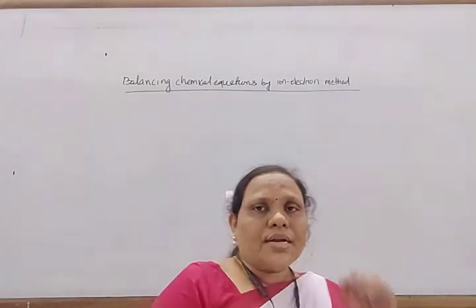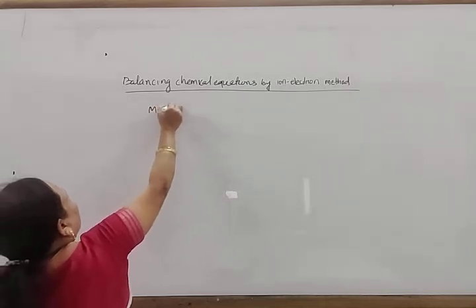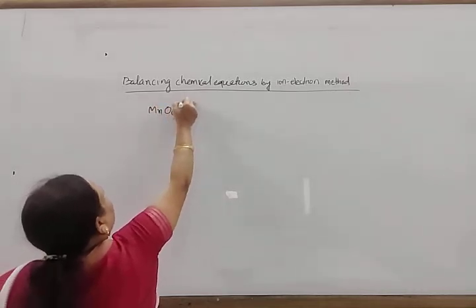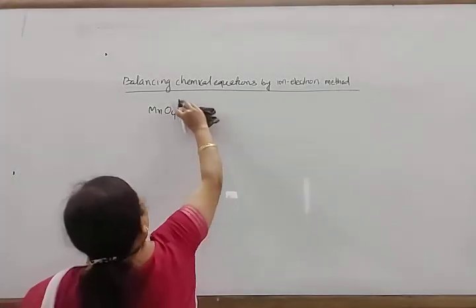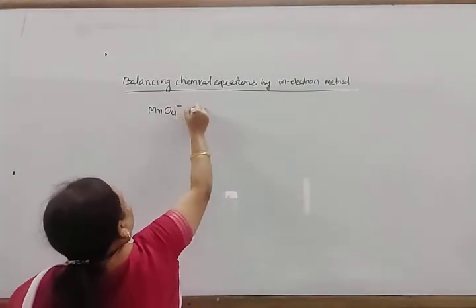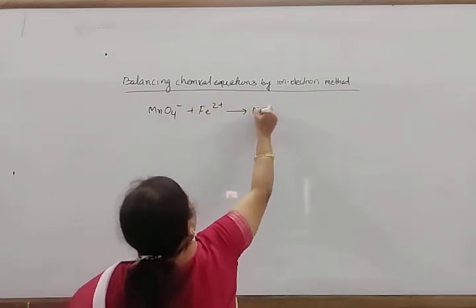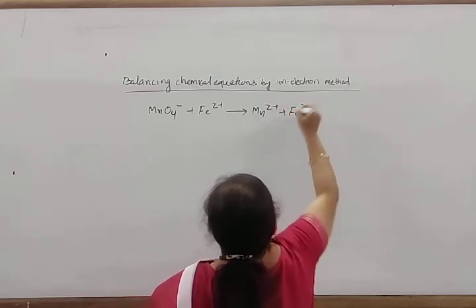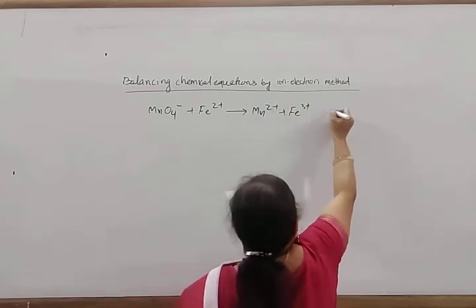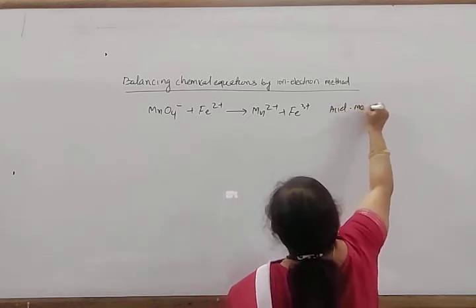Let us look at one example. Suppose it is given: MnO4 minus plus Fe2 plus gives rise to Mn2 plus and Fe3 plus. Balance this equation by ion electron method in acidic medium.